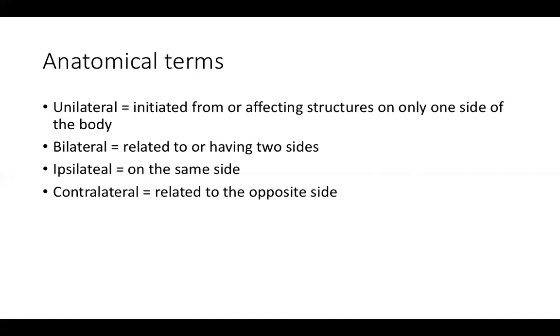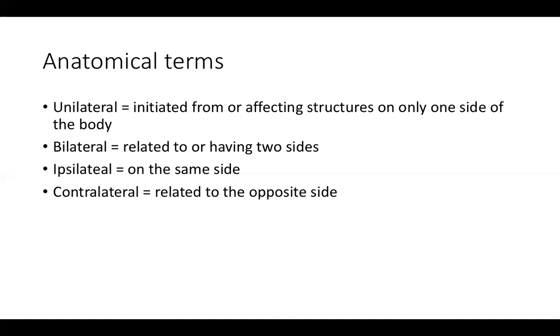When we say bilateral, we're talking about relating to or having two sides. And so bilateral would be encompassing both the left and the right side. Ipsilateral identifies the same side. So if, for example, there is damage to the brain on the right hemisphere, and there are also impairments on the right side, that would be ipsilateral, which is on the same side.